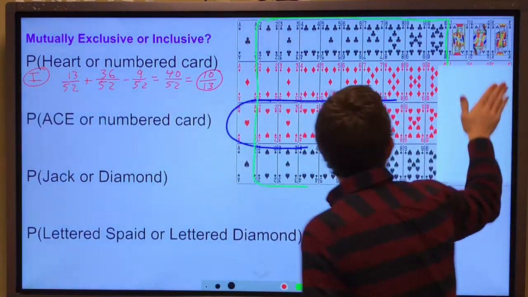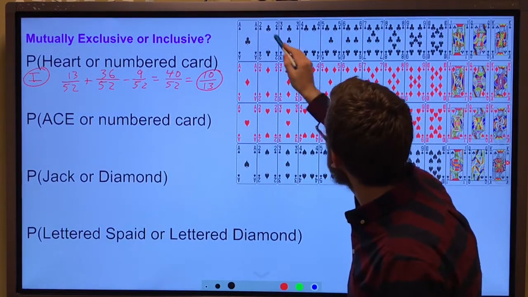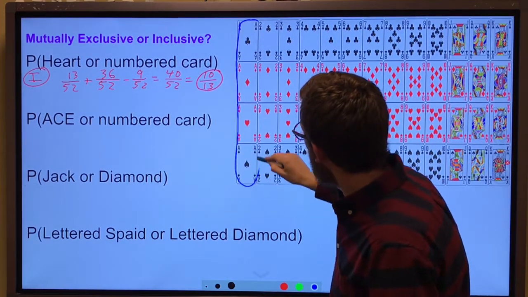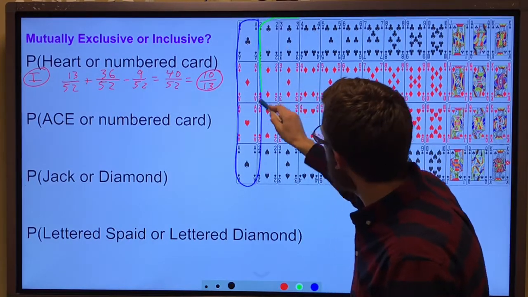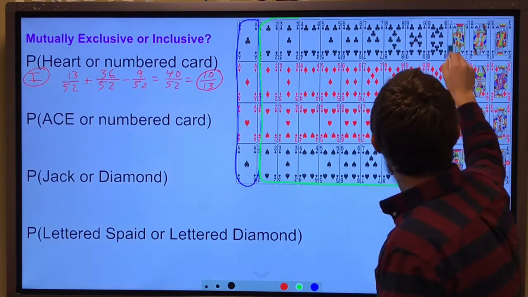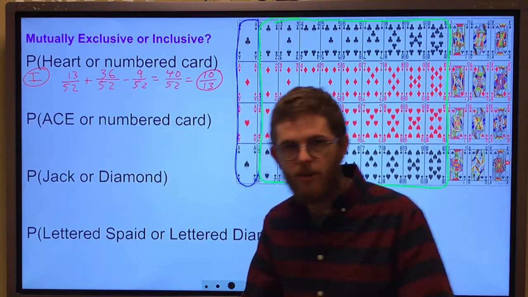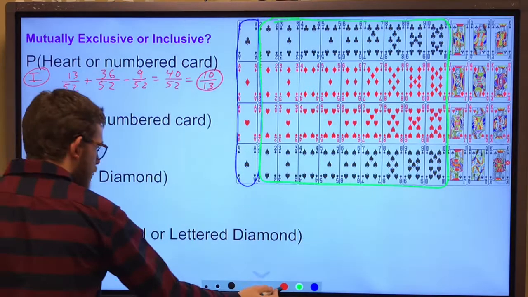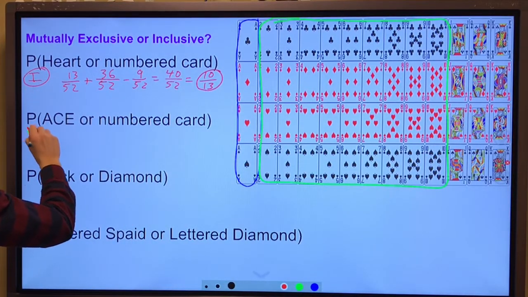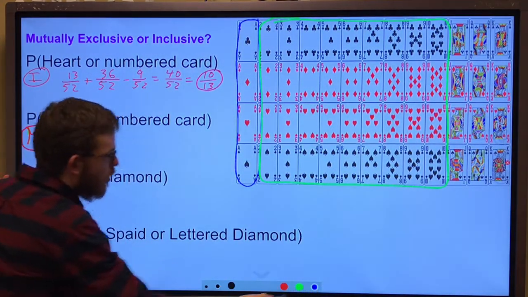Let's look at this next one. The probability of getting an ace or a numbered card. So there are aces. Here are the numbered cards we were just dealing with. Is there any overlap to these? No. No overlap. They're exclusive. They're excluding each other. These events are mutually exclusive.